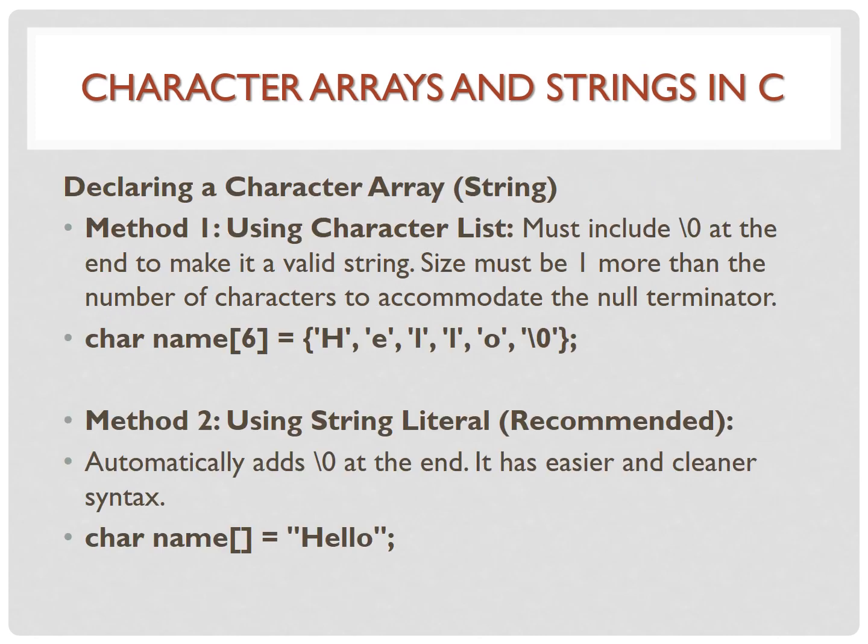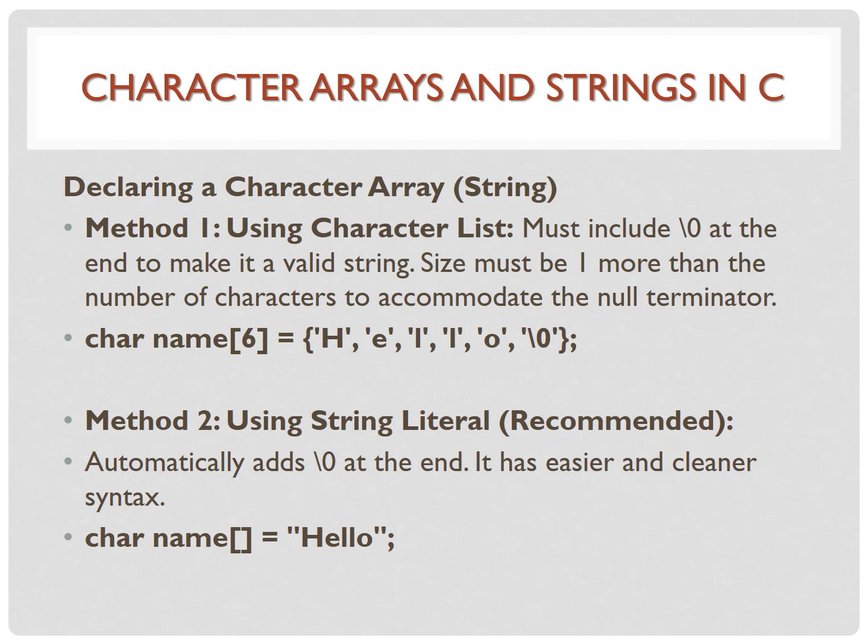Next comes declaring a character array. We have two methods. The first method is using a character list. It must include a null character at the end to make it a valid string. The size must be 1 more than the number of characters to accommodate the null terminator.